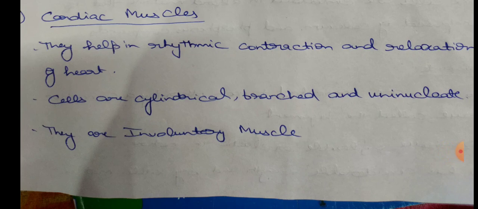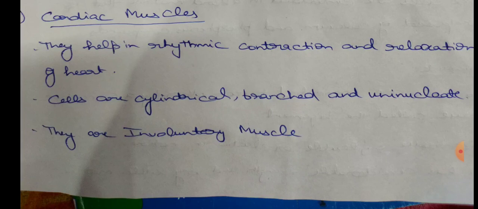Second point, cells are cylindrical, branched and uninucleate. In striated muscles, I told you cells were cylindrical, unbranched and multinucleate. Here the cells are cylindrical, branched and uninucleate. And the third point is they are involuntary muscles. Clear students? Very important, because why involuntary muscles?